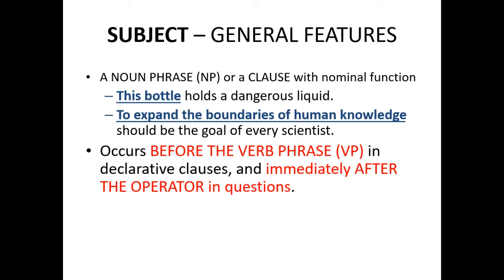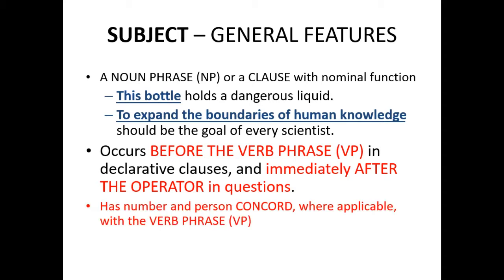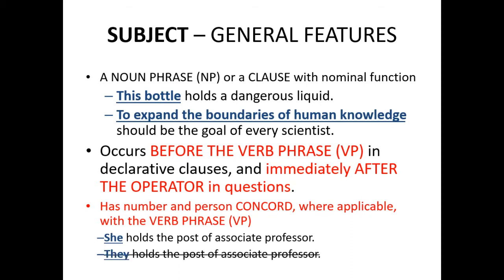Ask a yes/no question. If you are into more details, then in some instances, although English has very rudimentary morphology, it's not like Latin or Serbian where every verb form has suffixes, sometimes it's also visible that the subject agrees with the verb in person and number. We call this concord, slaganje u broju i licu. So, "she holds the post of associate professor." It's ungrammatical if you say "they holds the post of associate professor."